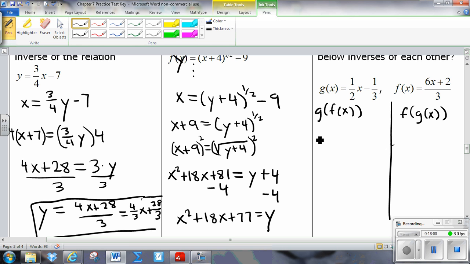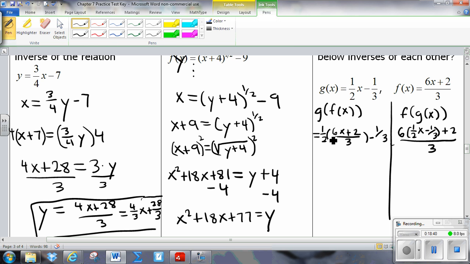All right, so g of f of x, I've got to write kind of small here, not that much space. That's going to be 1/2, and then a blank spot, minus 1/3. Then the 6x plus 2 over 3 goes inside of here. The f of g of x part is going to be 6 times a blank spot plus 2 over 3. That's this f part, and then we're going to put the g in, so that's 1/2 x minus 1/3.